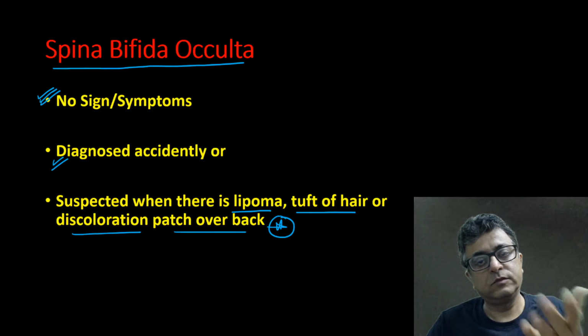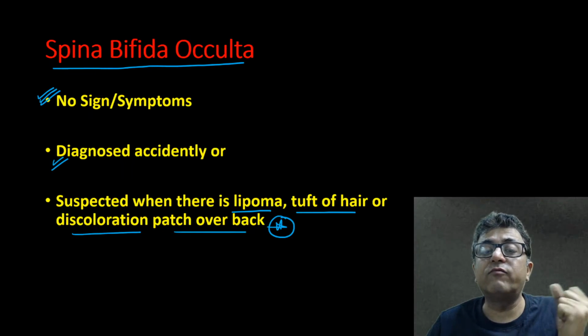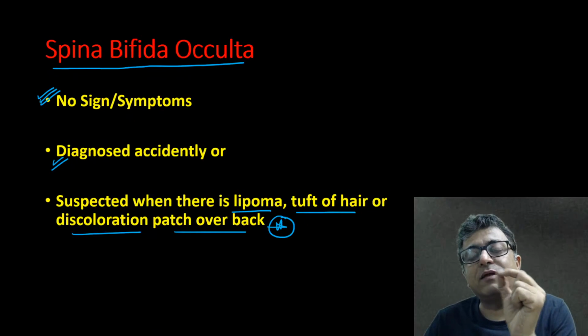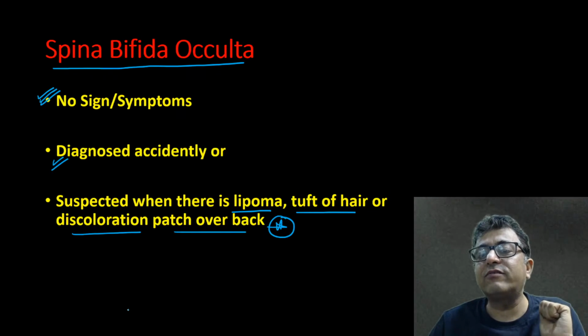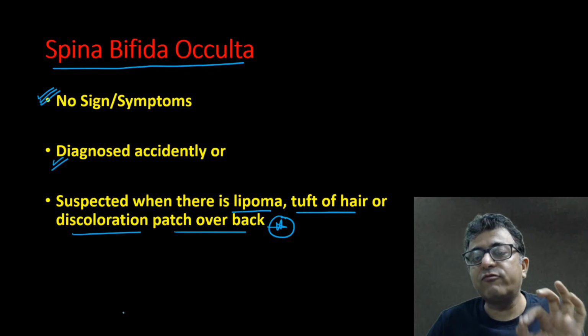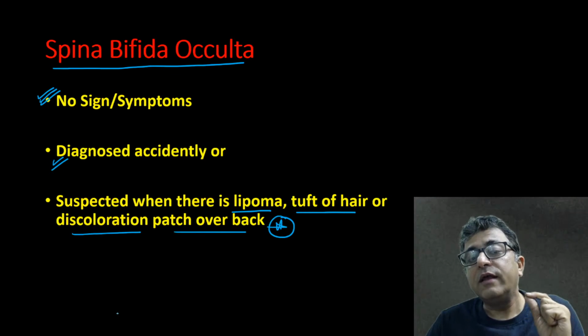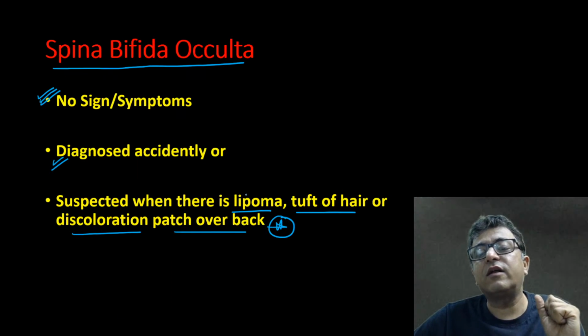A 4-month-old child, you receive a call. The child is taken for cleft palate surgery and they want clearance. But when you examine the back, there is a tuft of hair. Go for X-ray or MRI. If a tuft of hair is there, you can't rule out that maybe a vertebral defect is there. So that child needs an MRI. It can be suspected when there is a lipoma, tuft of hair or discoloration patch present over the back.